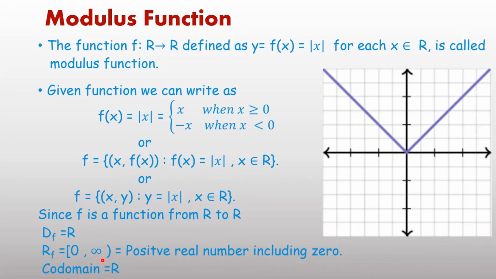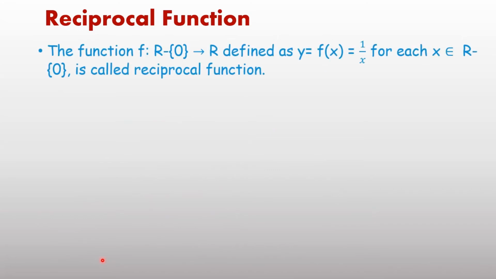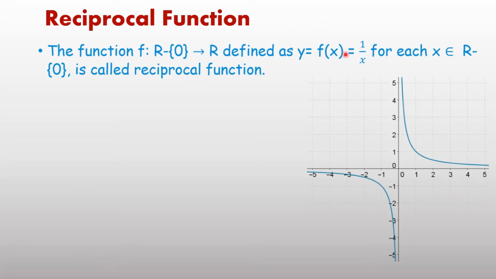Now next, the reciprocal function. f(x) equal to 1 upon x is known as the reciprocal function. Easily you can observe here, if x equal to 0, f(x) is not defined. It implies the domain is R minus 0, because f(x) is not defined if x equal to 0. And the possible values of x in any function are known as the domain of the function.